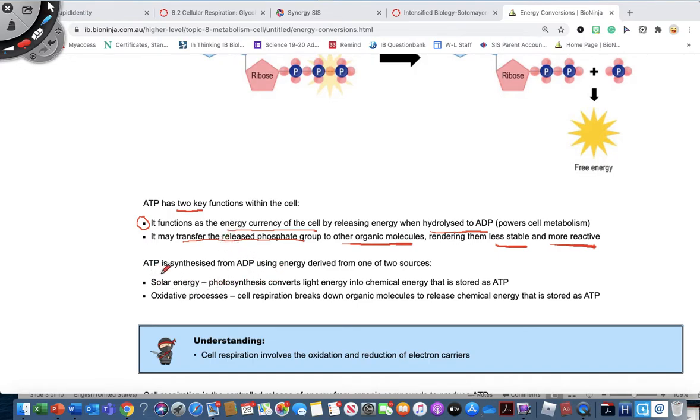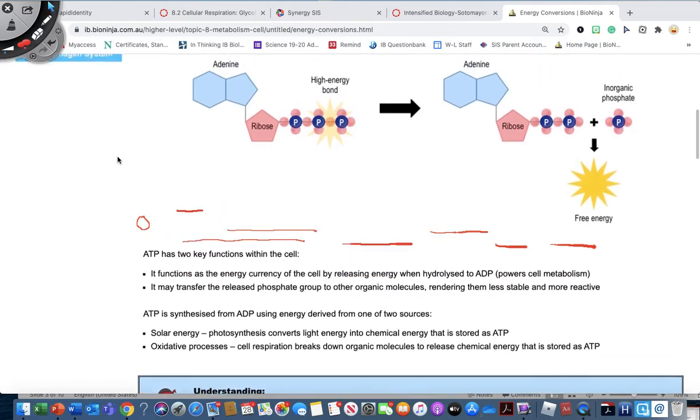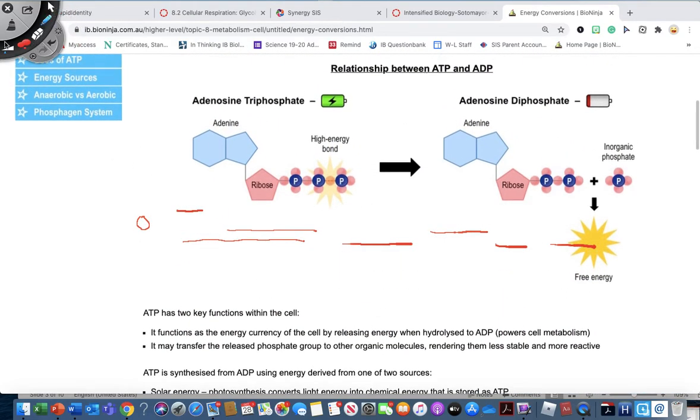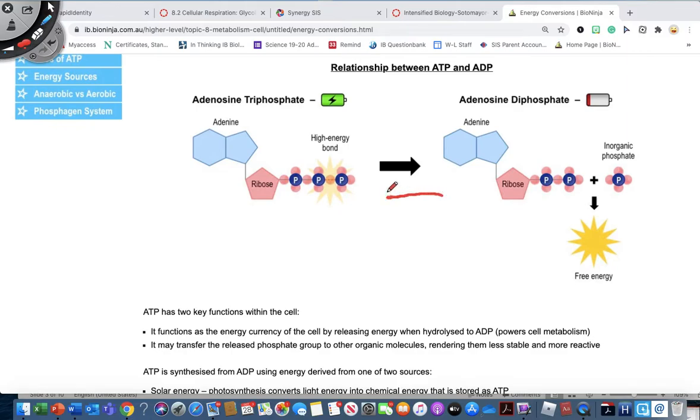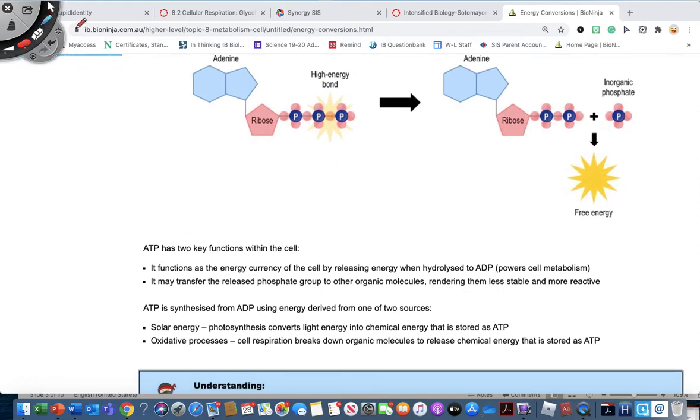Now, ATP is synthesized from ADP. That means that if we look at this diagram here, it can also go the other way, right? So ADP can become a recharged battery again, and it can do so via 2 sources. So here we see that the energy derived to synthesize ATP again is through solar energy. So in photosynthesis, we see this happening. We see light energy converting into chemical energy, and we see the chemical energy stored as ATP.